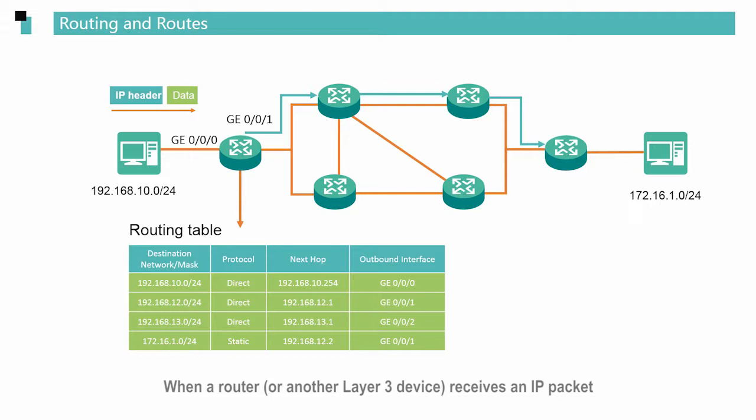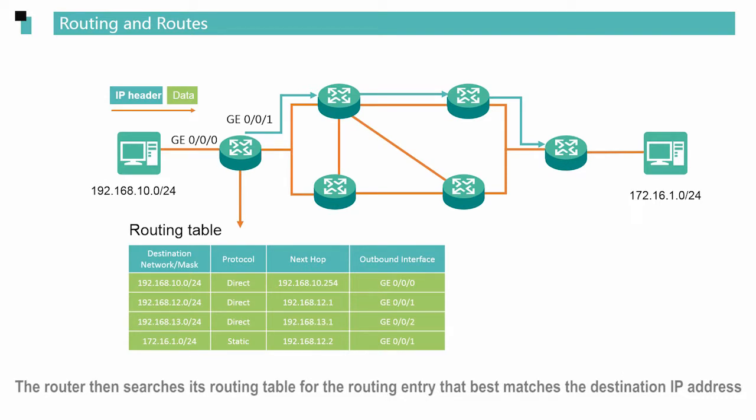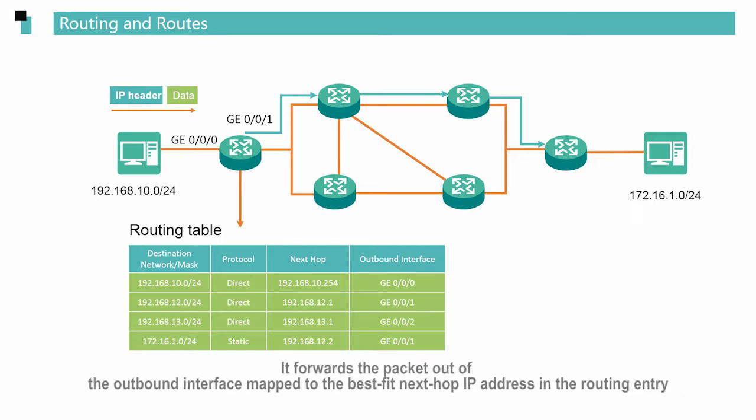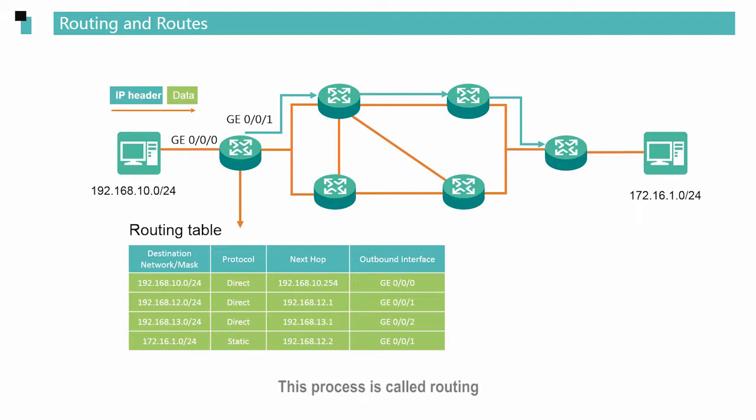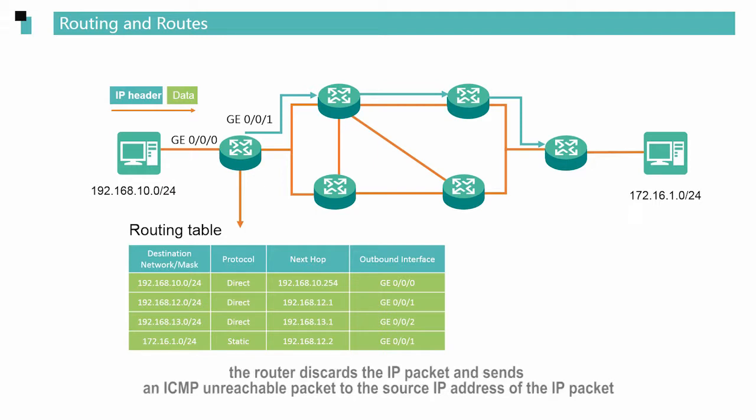When the router or another Layer 3 device receives an IP packet, it obtains the destination IP address from the IP header of the packet. The router then searches its routing table for the routing entry that best matches the destination IP address. It forwards the packet out of the outbound interface mapped to the best fit next hop IP address in the routing entry. This process is called routing. If no route matches the destination IP address, the router discards the IP packet and sends an ICMP unreachable packet to the source IP address of the IP packet.